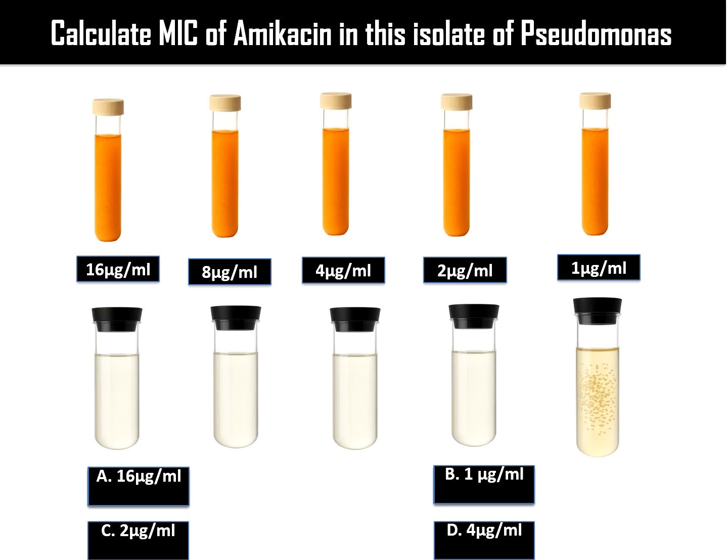In tube number 1 to 4, there is total clearing of the media, and in tube number 5, there is partial clearing of the media. So the minimum concentration of antibiotic, amikacin, that is capable of clearing the turbid growth of pseudomonas is 2 microgram per ml. In 1 microgram per ml, there is partial clearing, but up to 2 microgram per ml, there is total clearing of the media. So the MIC of amikacin against this isolate of pseudomonas is 2 microgram per ml.